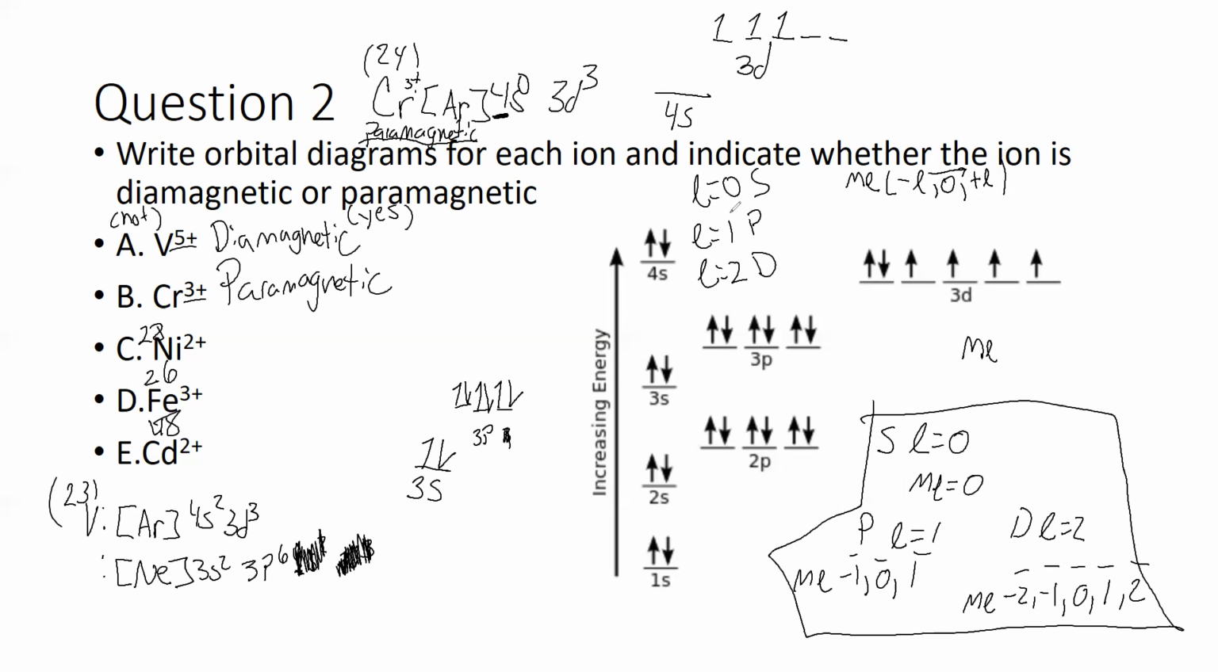So if L is 0, your only value of m sub L is 0, so you get 1 dash. If L is 1, you have 3 possible values of m sub L: minus 1, 0, 1. So you get 3 dashes. When L is 2, you have 5 possible values of m sub L: minus 2, minus 1, 0, 1, 2. So you get 5 dashes. That's where the dashes are coming from.